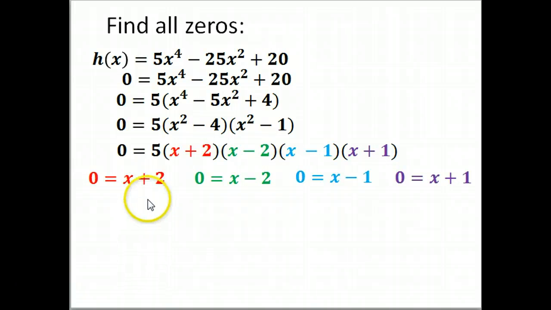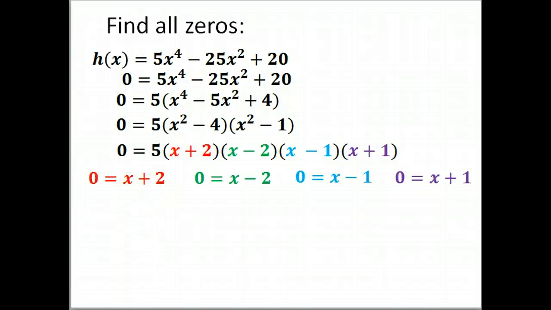Now, I color-coded them here just to make it a little bit easier. For x plus 2, I set that one up: x plus 2 equals 0. X minus 2, I set that one up in green: x minus 2 equals 0. X minus 1, so I've got 0 equals x minus 1. And then x plus 1. So I've got 4 here, which means I'm going to have 4 different answers. Well, we knew that judging by the degree of this polynomial. So we've got that set up.